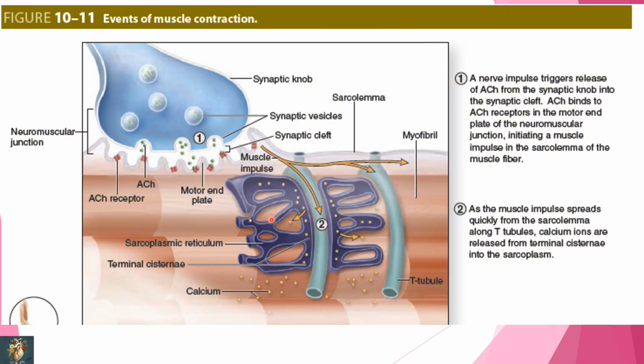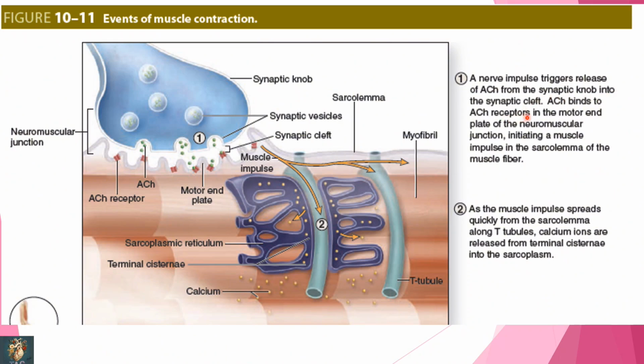So, the events of muscle contraction. This is a very important point in physiology, you must understand. So we do it systematically. First of all, a nerve impulse triggers the release of acetylcholine from the synaptic knob into the synaptic cleft.